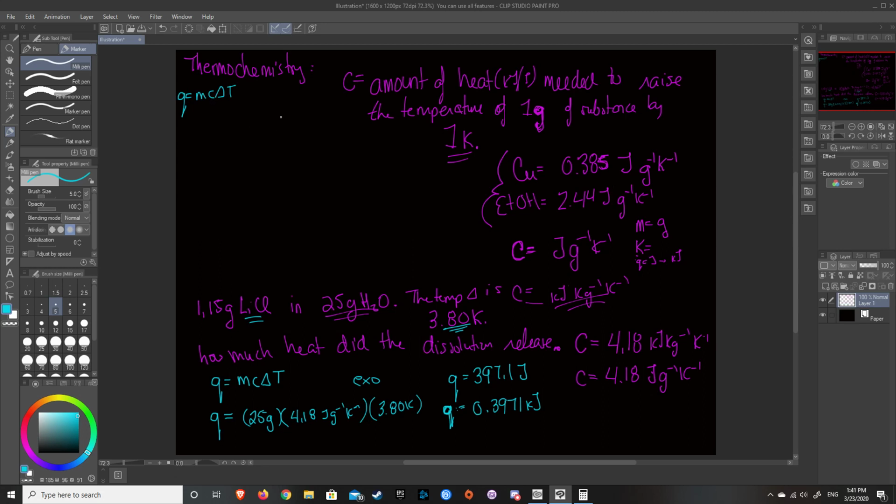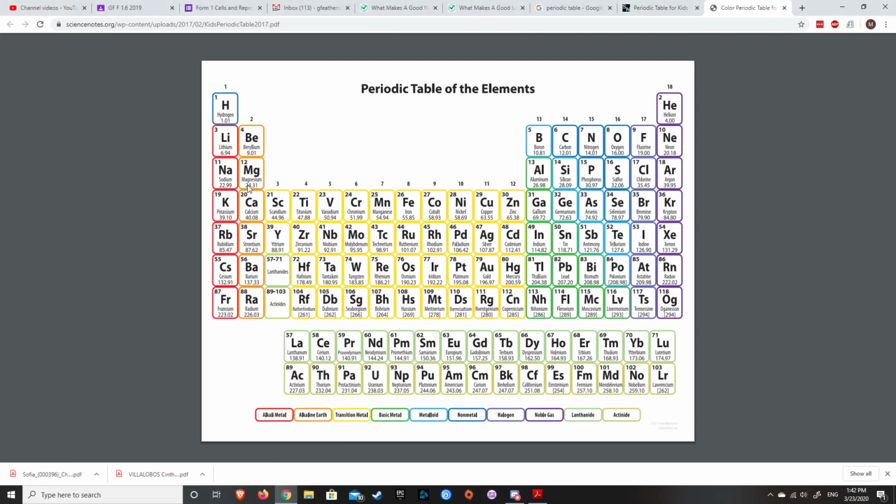So now it's going to ask, if dissolving 1.15 grams of lithium chloride released this much heat, how much does dissolving 1 mole cause? For that we need to look at our periodic table.